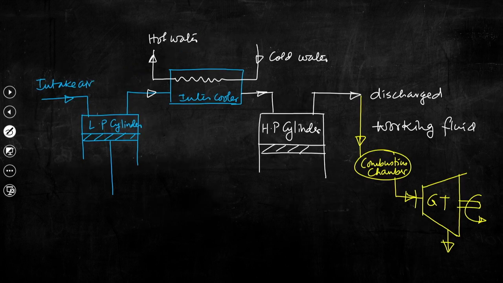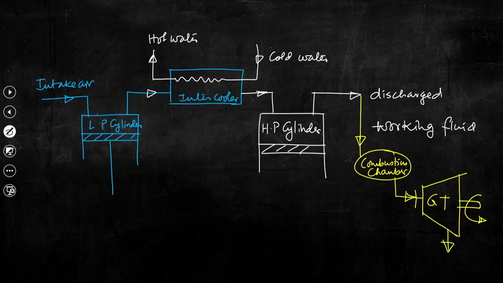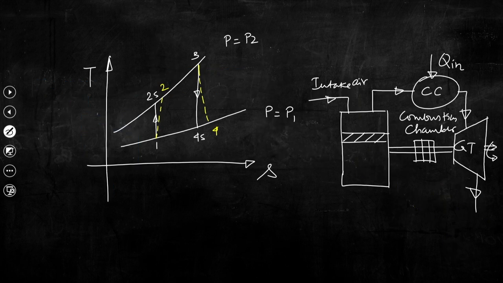Now, if we try to map the processes here in this TS plane, then you can see certainly in the low pressure stage turbine, pressure will increase from 1 to... if we give names, this is 1, this is 2, then this is 3, this is 4, this is 5 and this is 6, right. So, 1 to 2 will be there, but you know that this is the low pressure cylinder. So, compression ratio should be less.